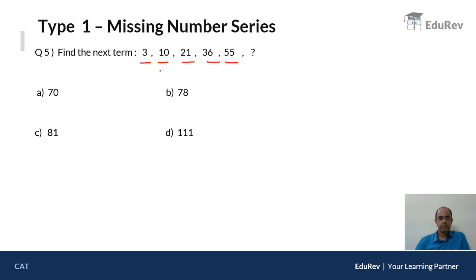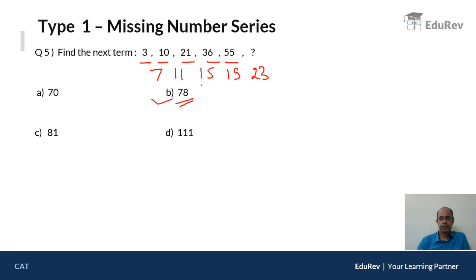All of you pause and think. Here the difference is 7. Next difference is 11. Next difference is 15. We are getting pattern differences. Arithmetic series with a common difference of 4. Next will be 19. We are observing 36 plus 19 is 55. Next should be 23. 55 plus 23 is 78.